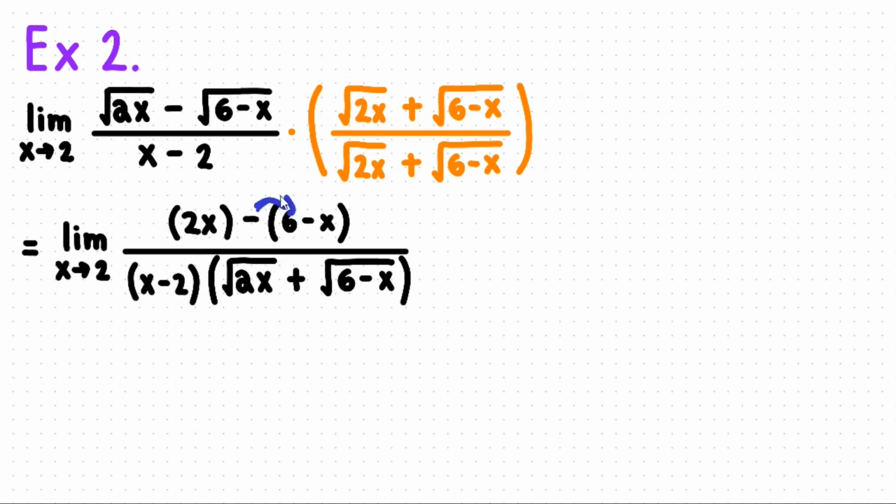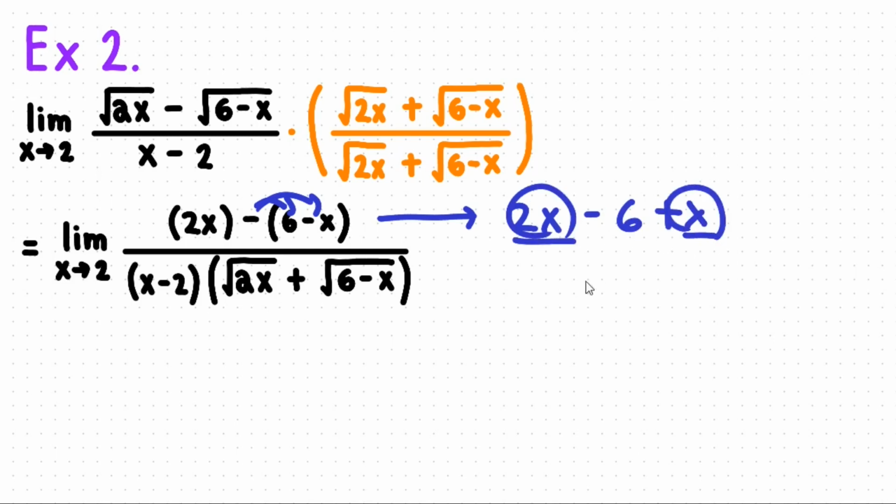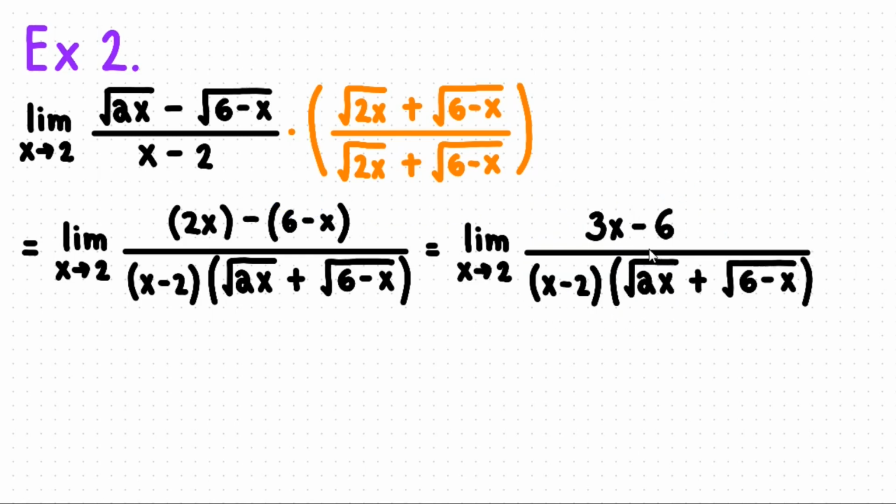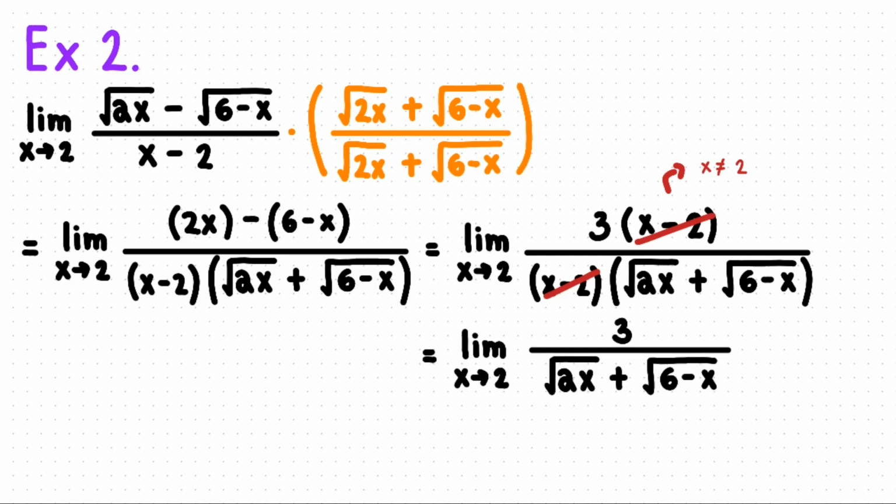So distribute the negative sign. This becomes 2x minus 6 plus x. So add the x's, and we have 3x minus 6. Take note that we can actually factor out the 3 to obtain 3 times x minus 2. And what can you observe? We have an x minus 2 in the numerator and in the denominator. So we can divide that out and we'll be left with 3 over the square root of 2x plus the square root of 6 minus x.